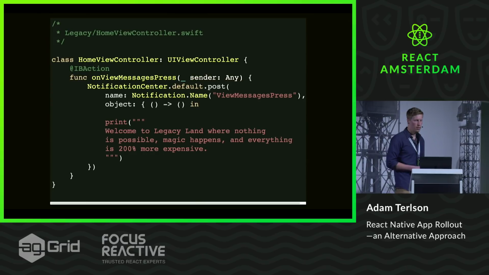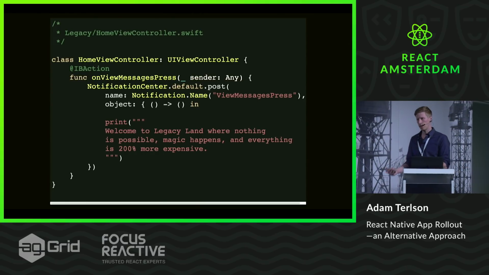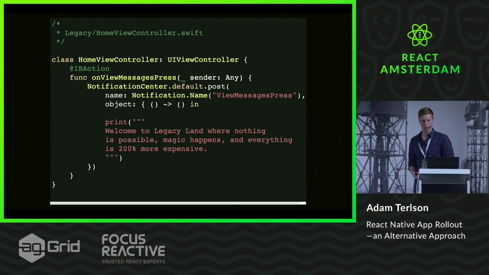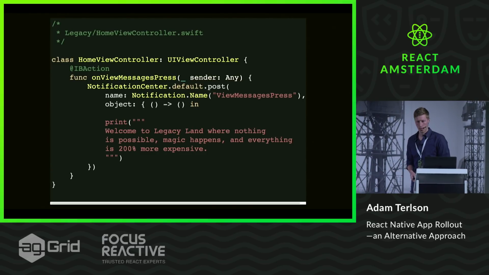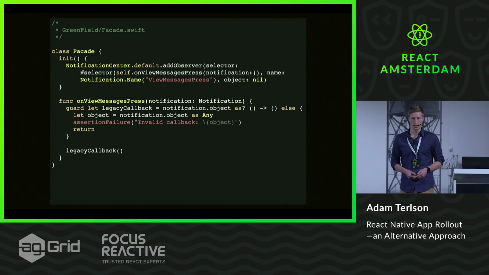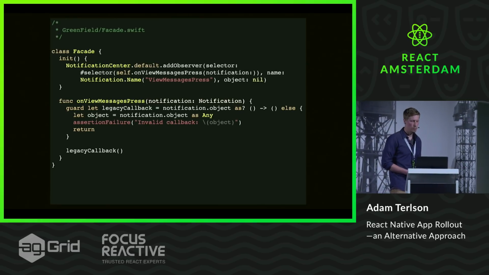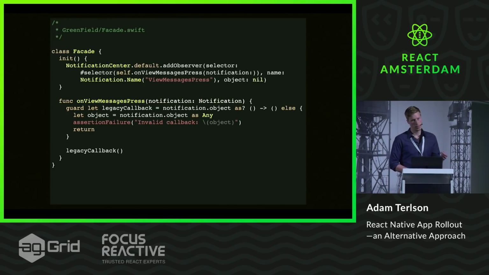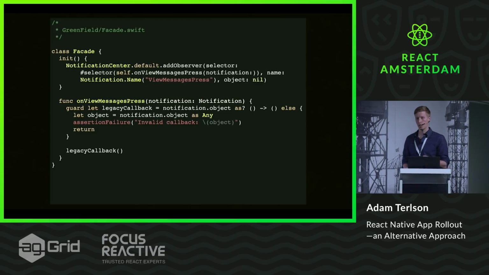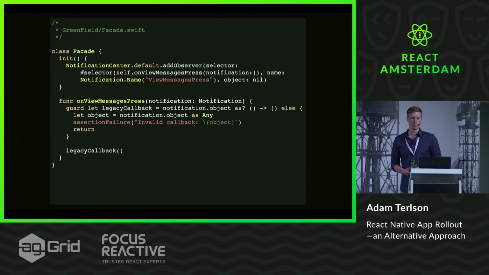So this is just wrapping the original legacy implementation in a callback. And we're going to provide that callback along with an event that we're going to dispatch. Now this dispatch can be observed from our facade. And when the facade grabs the event, first it's going to check to make sure that the object passed along is a valid callback, and then it'll just execute it immediately.